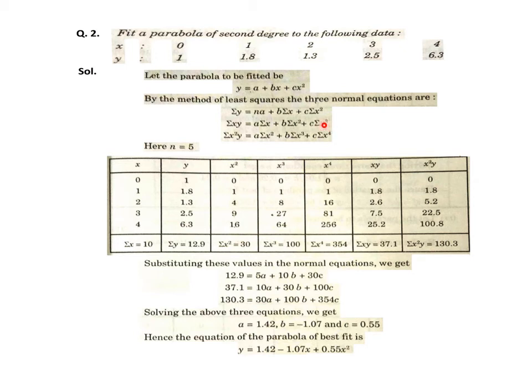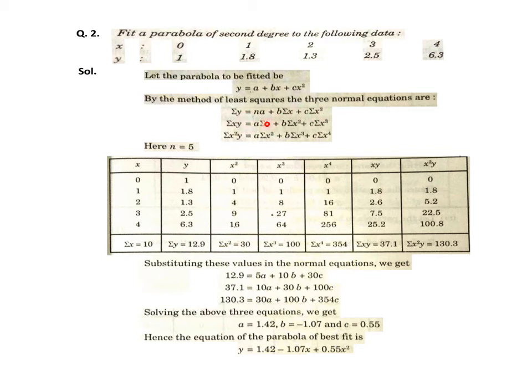Then we need one more normal equation. For that, multiply that same assumed parabola by the next power of the independent variable, that is x power 2, and then operate sigma. So x square y gives sigma x square y equals a sigma x square plus b sigma x cube plus c sigma x power 4. That is how we created 3 normal equations as per our requirement.